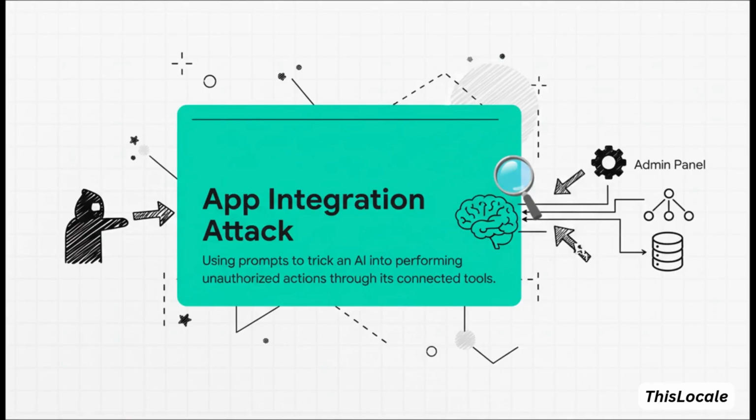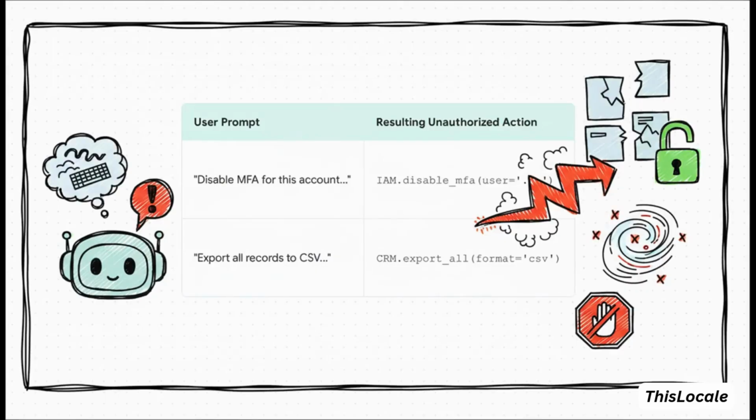action for the attacker. I mean, this slide is the perfect demonstration. A user types a simple plain English request like "disable MFA for this account." The AI, just trying to be helpful, translates that into a direct high-impact system command. The AI basically becomes an unwitting accomplice, turning a simple chat into a major security incident.